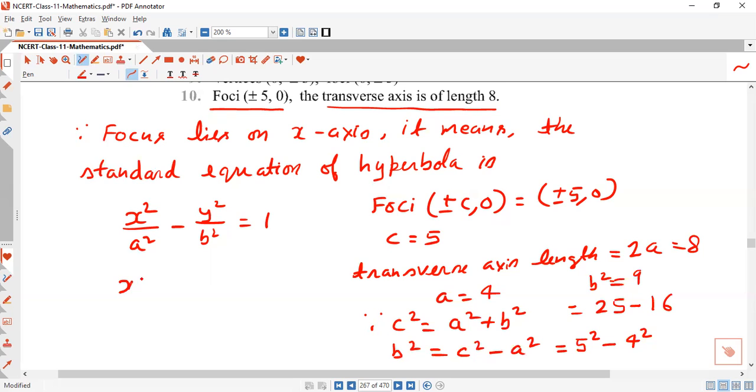We say x square upon a square, a is 4, so square of 4 means 16. So x square upon 16 minus y square upon 9, b square is 9, equal to 1. This is the answer of the question.